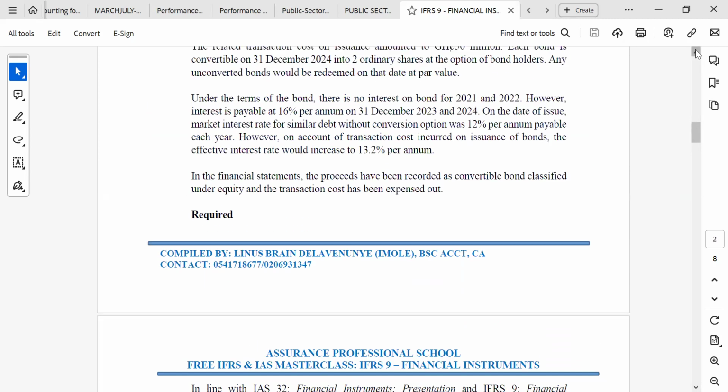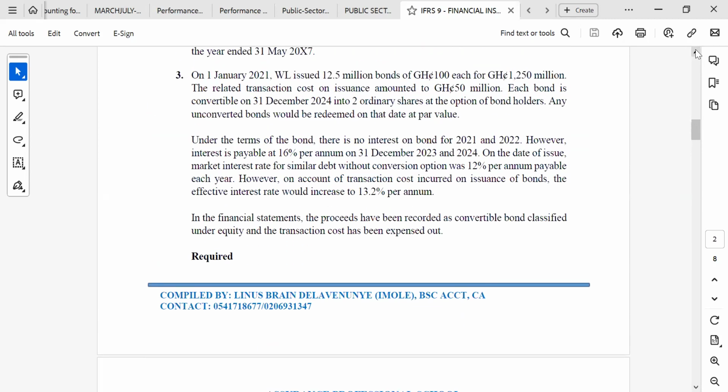So there is a convertible instrument here. First of all, you have to always determine the par value. This one, they are so generous and have given you the par value. For me, I would have asked you to find it yourself. How do you go about it? You look at the number of bonds that you are issuing multiplied by the value at which it has been issued. That would be the 12.5 million multiplied by 100, and that is where they have gotten the 1,250 million.